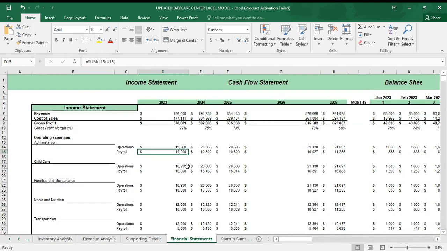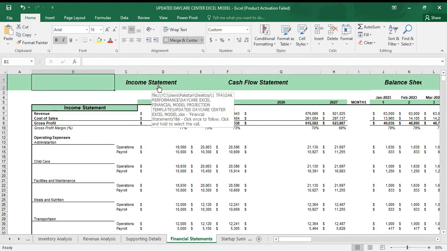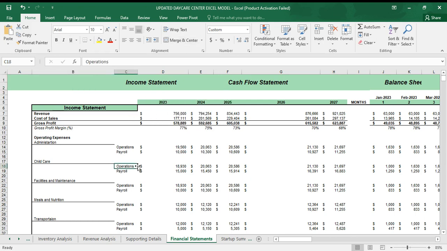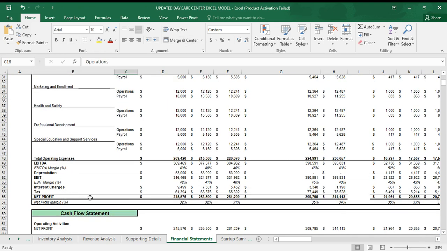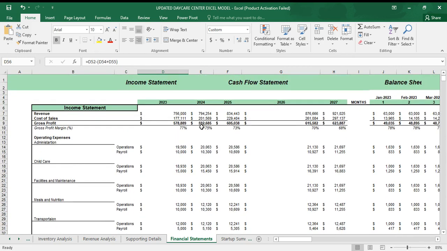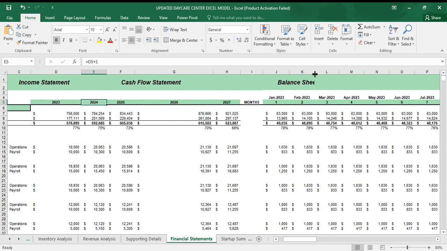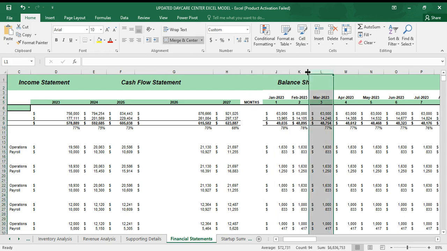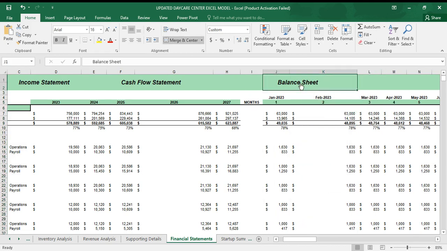Moving on to the next sheet, financial statements. Here we have included three major financial statements of the business. That is income statement, cash flow statement, and balance sheet. The income statement is basically presenting the financial performance of the business through the figures of gross profit margin and net profit margin. In the cash flow statement, we have basically highlighted the three major cash flows of the business, that is cash flows arising from investing activities, operating activities, and financing activities. Then the balance sheet shows the financial position of the business. Now it compares the total assets and the total liabilities of the business.